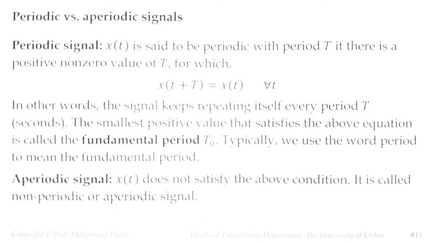When people talk about period, even though there are many definitions, the most common definition, the one that is used 99% of the time, is the fundamental period, which is the minimum possible period. And I'm going to call it t naught so you'd remember this is the fundamental period.